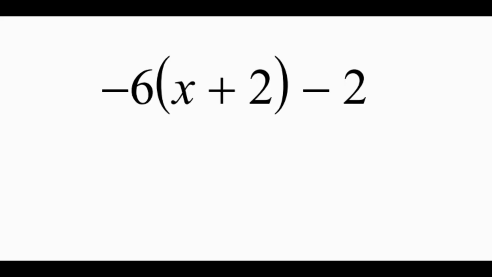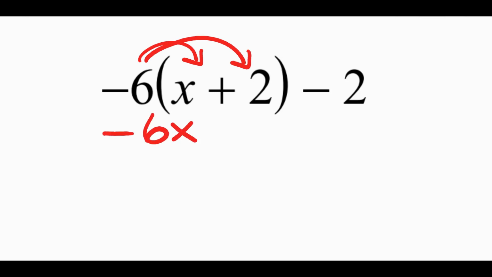Negative 6, and then in parentheses times x plus 2, minus 2. So we're going to distribute first. Negative 6 times positive x is negative 6x. Negative 6 times positive 2 is negative 12. And I'm just going to rewrite the negative 2 that is behind it. And then I have my like terms here.